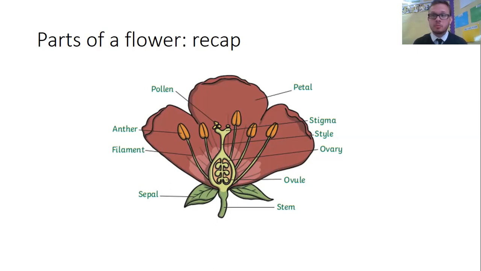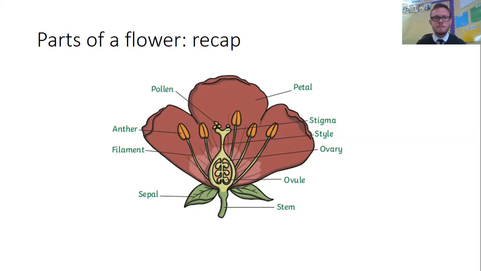So I'm going to have to check my notes a little bit to remember. So we have the male parts. Can you remember which parts of the flower are the male parts? That's right, the anther and the filament. Okay, they're the male reproductive organs. How about the female parts? Yes, the stigma, the style, and the ovary. And you've got the ovule inside the ovary there as well, all part of the female reproductive part of the plant.